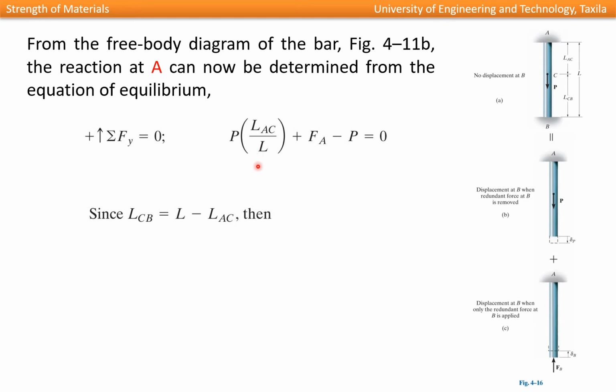We can write the length LCB in terms of L minus LAC. So this length LCB is equal to the total length minus this length LAC. So we can write FA as P times LCB over L.